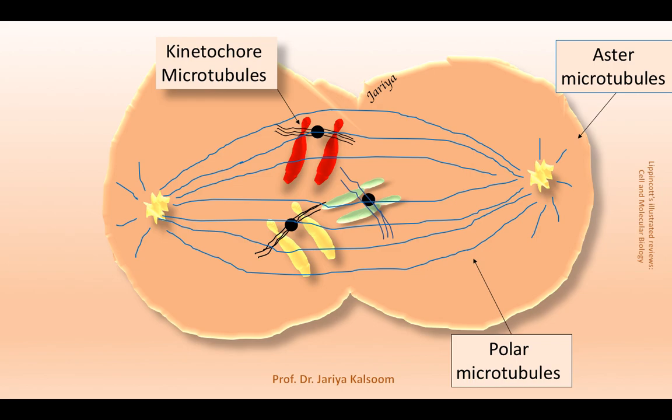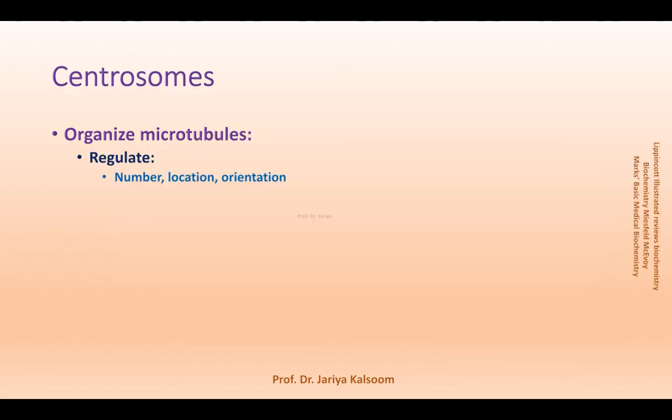Microtubules at the poles pull the spindle apart. Kinetochore microtubules attach to kinetochore structures of the duplicated chromosomes, and astral microtubules that radiate out position the spindle during cell division. Centrosomes organize the microtubules and regulate their number, location, and orientation.